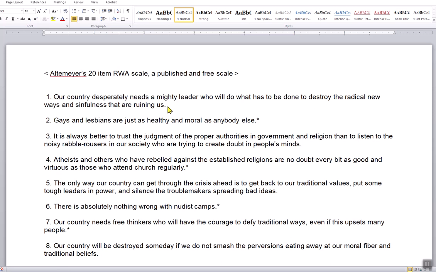Altmaier envisioned 3 different factors to the scale. Authoritarian aggression, which his first item clearly loads onto, but he also has authoritarian submission, or subservience to authority powers like the police, and conventionalism. So if we look at the second item here, gays and lesbians are just as healthy and moral as anyone else. A person who's high on authoritarianism is going to disagree with that, so it's a reverse-coded item. You want to have some reverse-coded items when you're creating a scale.